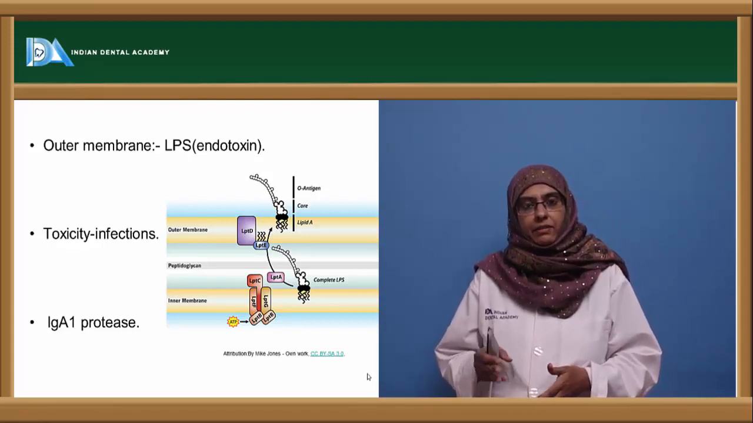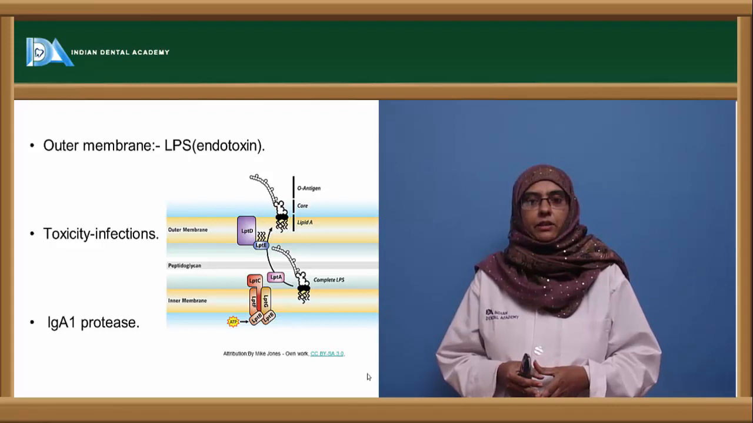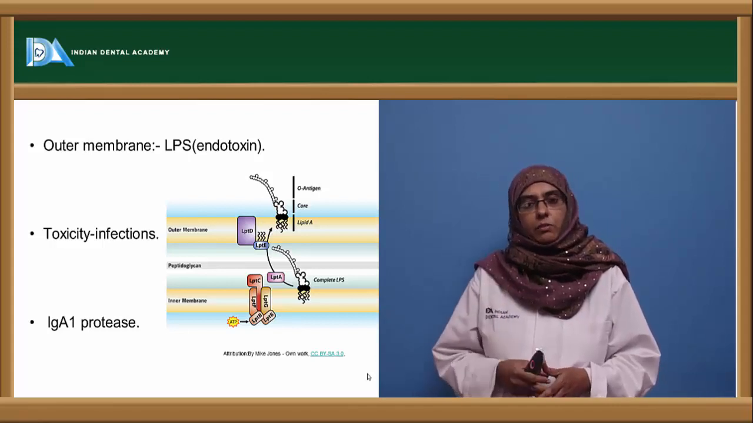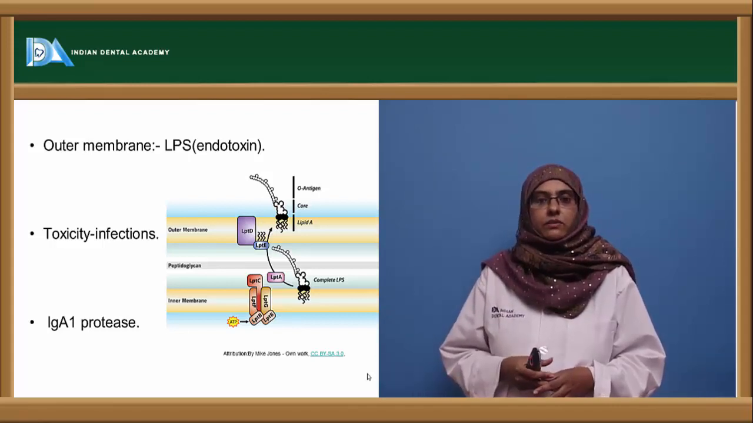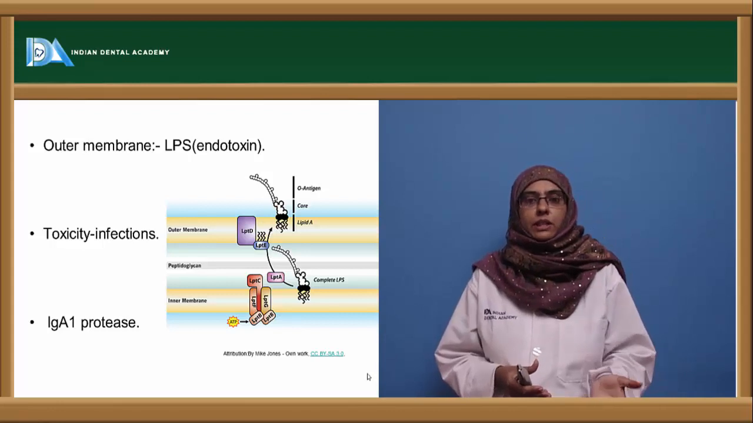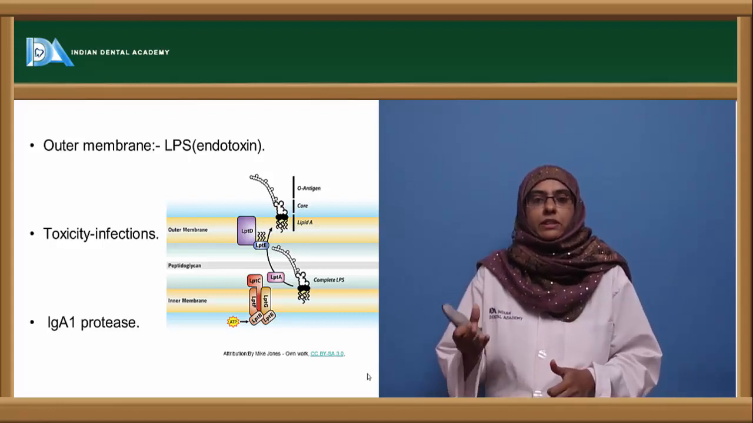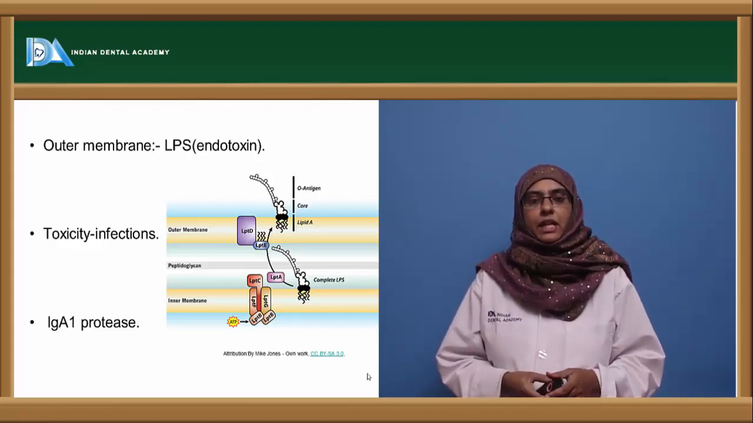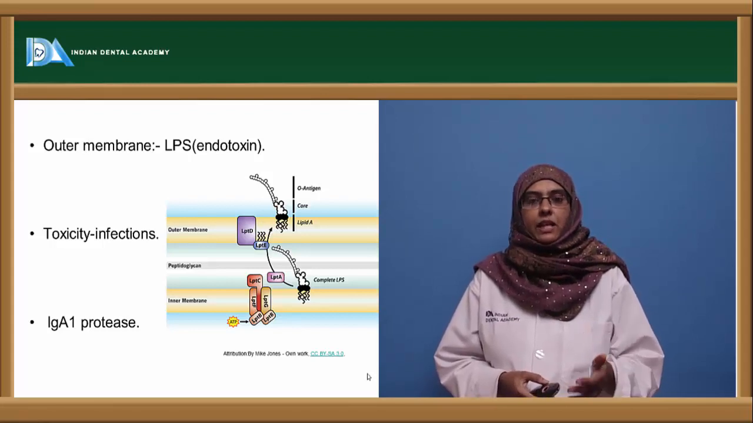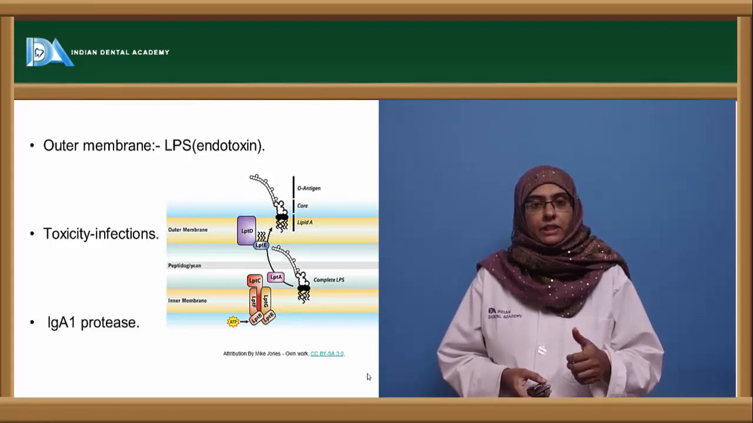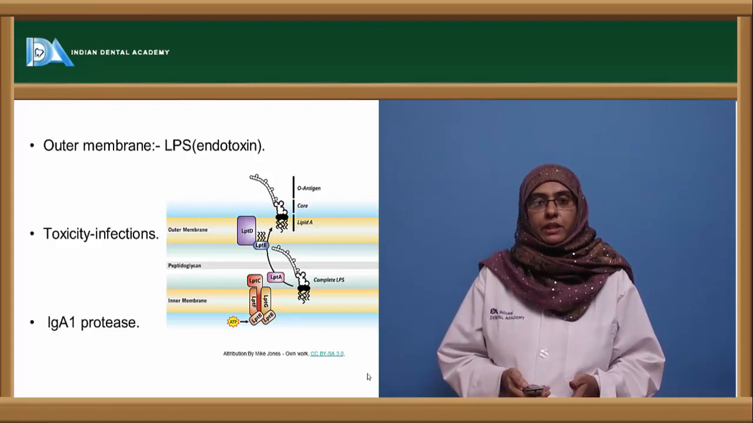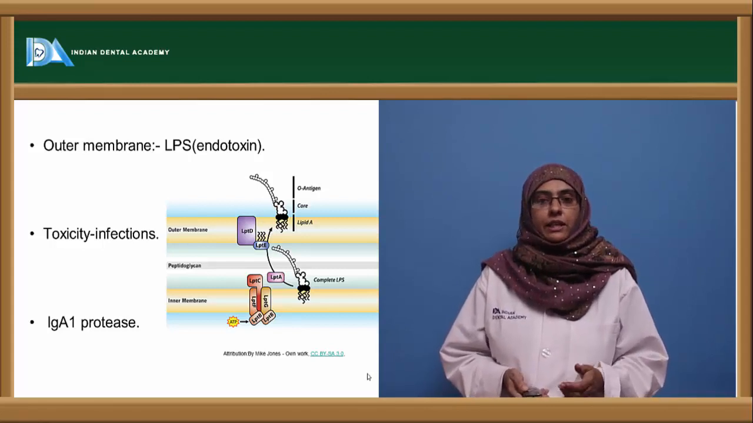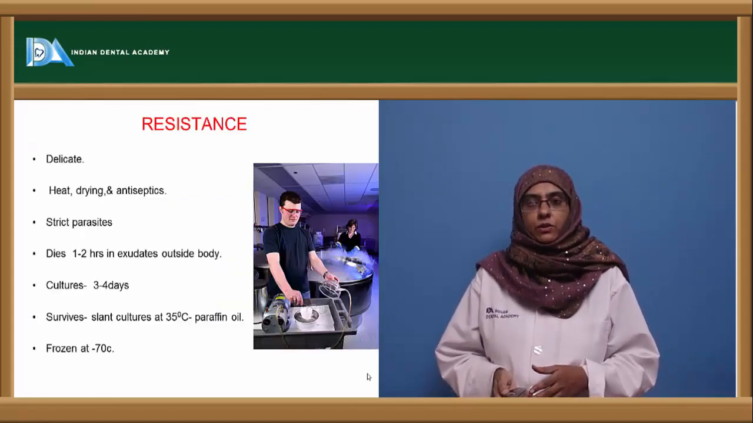And apart from this lipopolysaccharide endotoxin, the organism also has another toxin which is not important to all strains, but a few of the organisms have this protein, called the IgA protease, which cleaves the IgA immunoglobulin, a secretory immunoglobulin that is mostly involved in the defense mechanism of the host, thereby decreasing the host resistance.